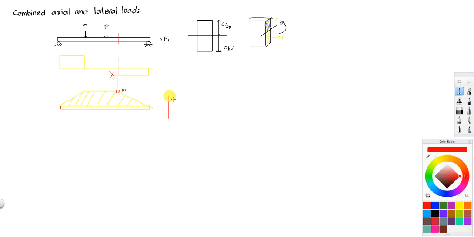So, some part of it is compression and some part of it is tension. Again, this would become, let's call it negative, MC over I. And this one is also MC over I. This is due to these forces. Due to the bending, I have compression and tensile forces.